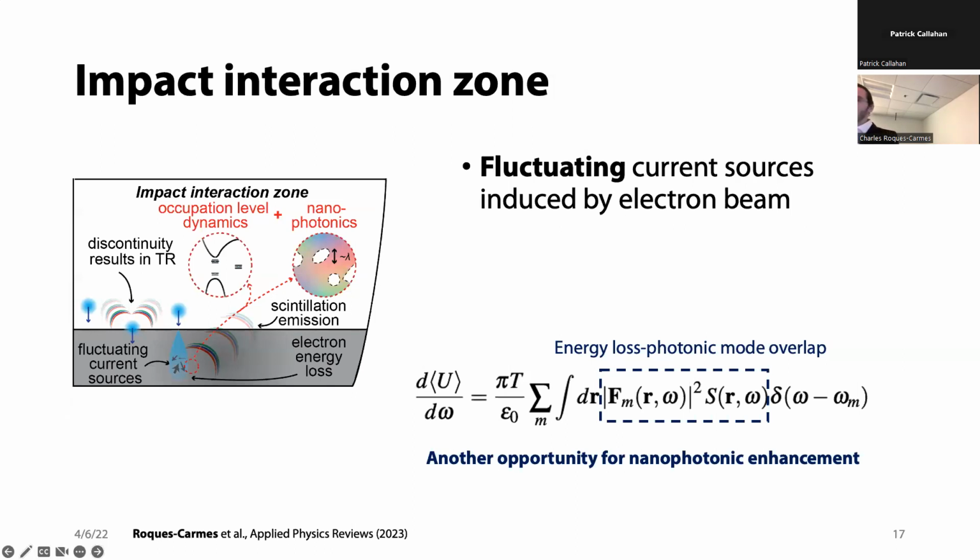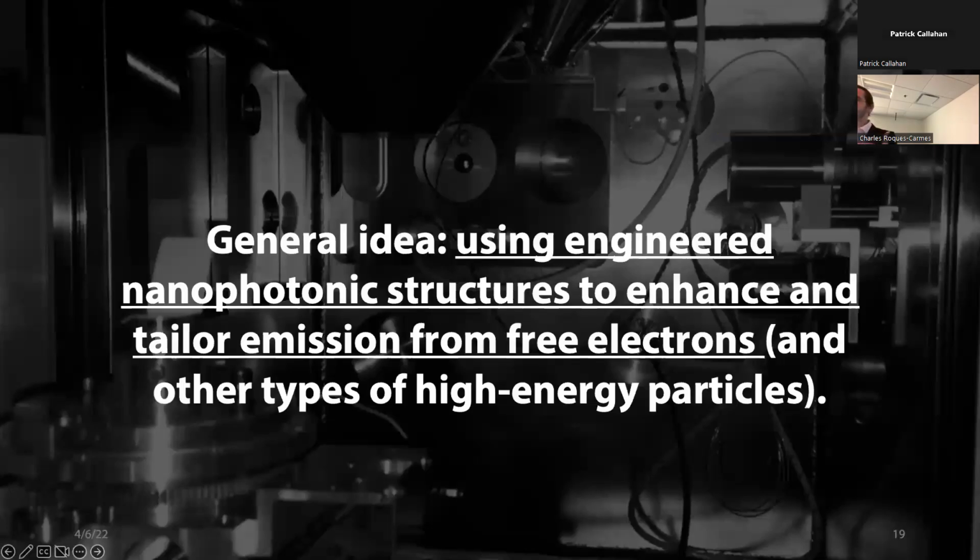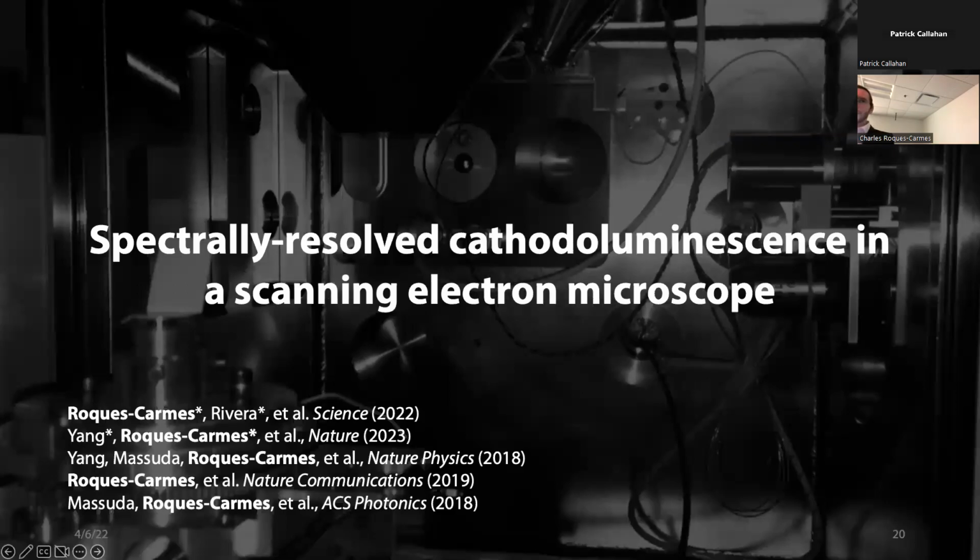And this is another very interesting opportunity to do nanophotonic enhancement. So in principle, just with this simple picture, there are ways to get nanophotonic enhancements of both coherent and incoherent cathodoluminescence or scintillation. And this is the general idea of this talk, and I will show you how we demonstrated this experimentally. So I will start by showing you the setup that we built to record especially free electron-induced radiation in a refurbished scanning electron microscope.